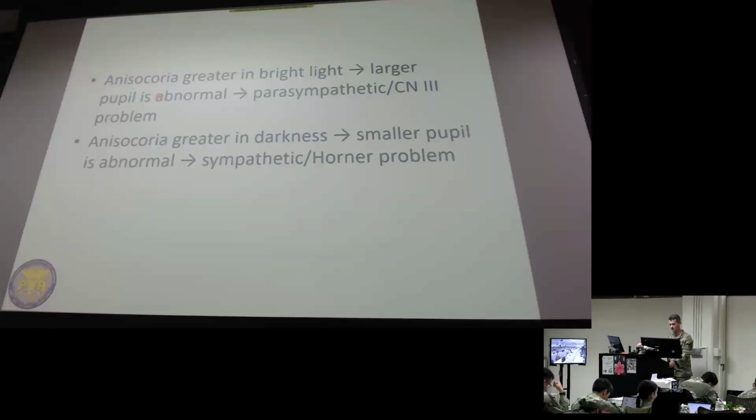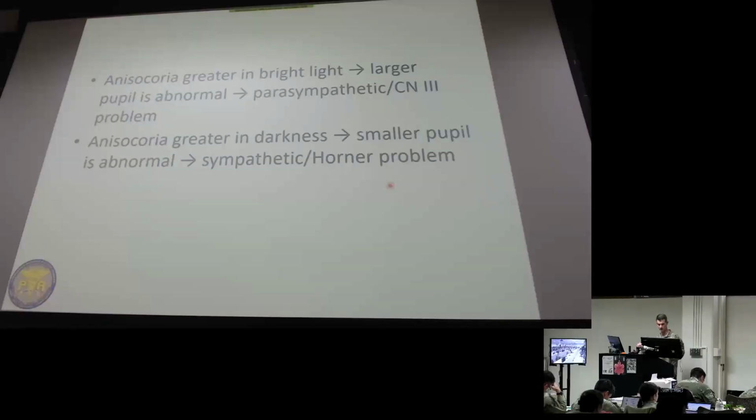So if I have anisocoria, meaning my pupils are two different sizes, I'm going to put them in the dark, and I'm going to put them in the light. If my anisocoria is greater in bright light, so I put them in a bright room and the pupil sizes are much more different than they were before, the larger pupil is abnormal, I see a parasympathetic cranial nerve 3 problem. And if my anisocoria is greater in the dark, so I'm in a normal room and I bring them in the dark and the pupils are even more different, my smaller pupil is the abnormal one. I'm starting to think more sympathetic or Horner's pupil, which we'll talk about Horner syndrome in a little bit.